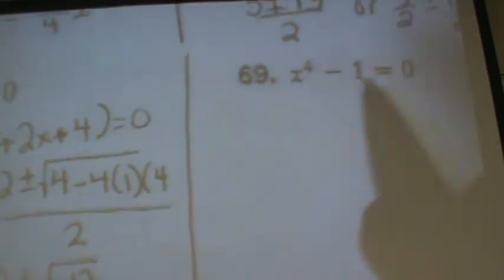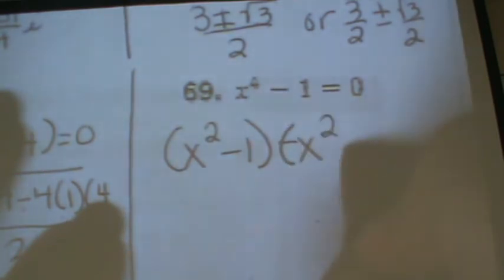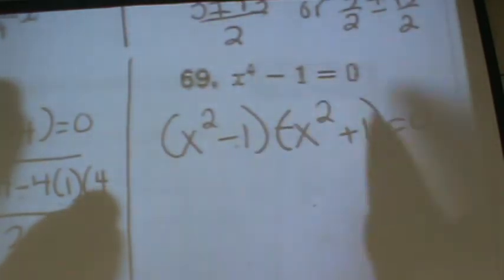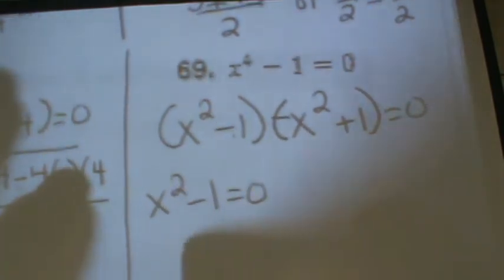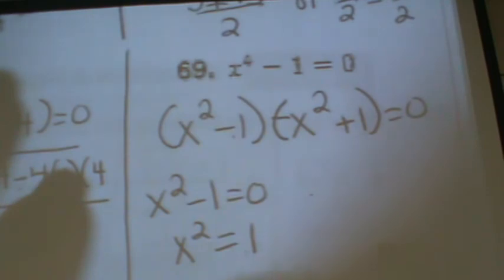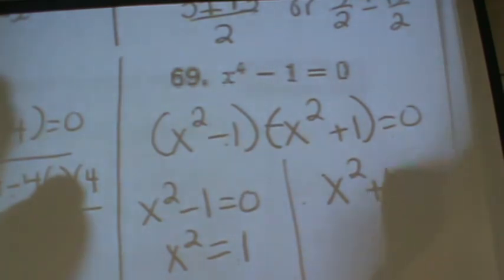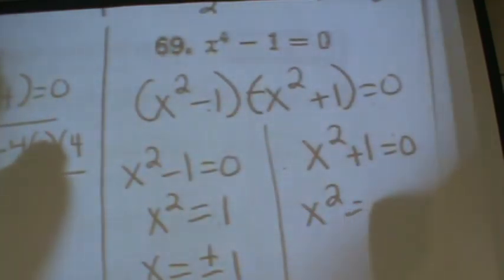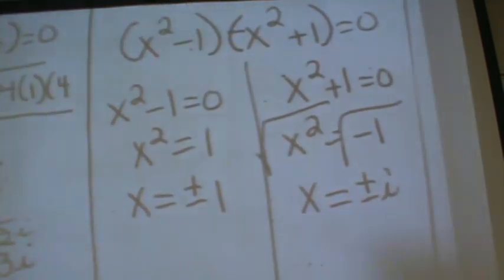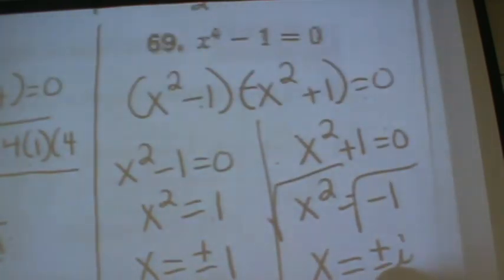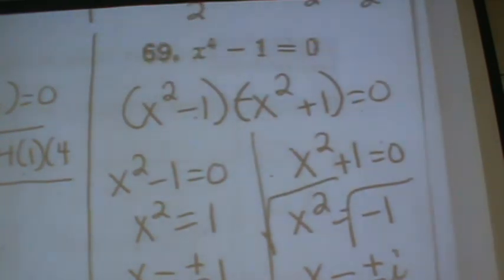And the last one, there are 4 zeros here. This is the difference of 2 perfect squares. x squared minus 1 times x squared plus 1. Set each of these equal to 0. Square root both sides. So it's plus or minus 1. And then on this side, x squared plus 1 equals 0. Subtract 1. Square root both sides. And x is plus or minus i. So there's 2 real and 2 imaginary zeros. 1, negative 1, i, and negative i. And that concludes section 4.5.